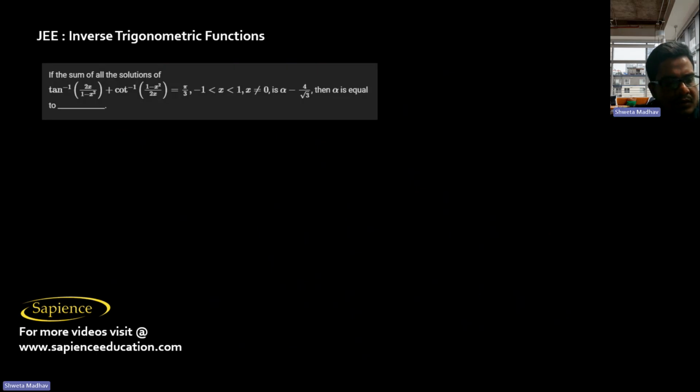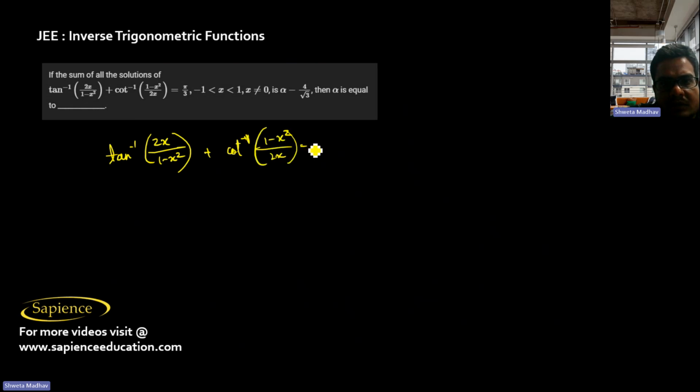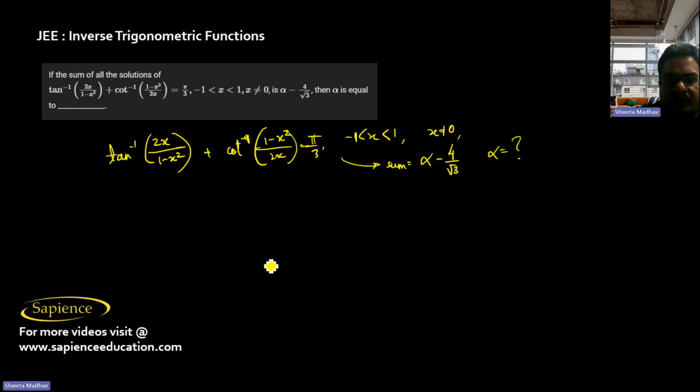And here it is told that the sum of all the solutions of this, tan inverse of 2x by 1 minus x square plus cot inverse of 1 minus x square by 2x, is equal to pi by 3, where x goes from minus 1 to 1, x is not equal to 0. So the sum of all these solutions is alpha minus 4 by root 3, then alpha is equal to how much? That we have to find out.